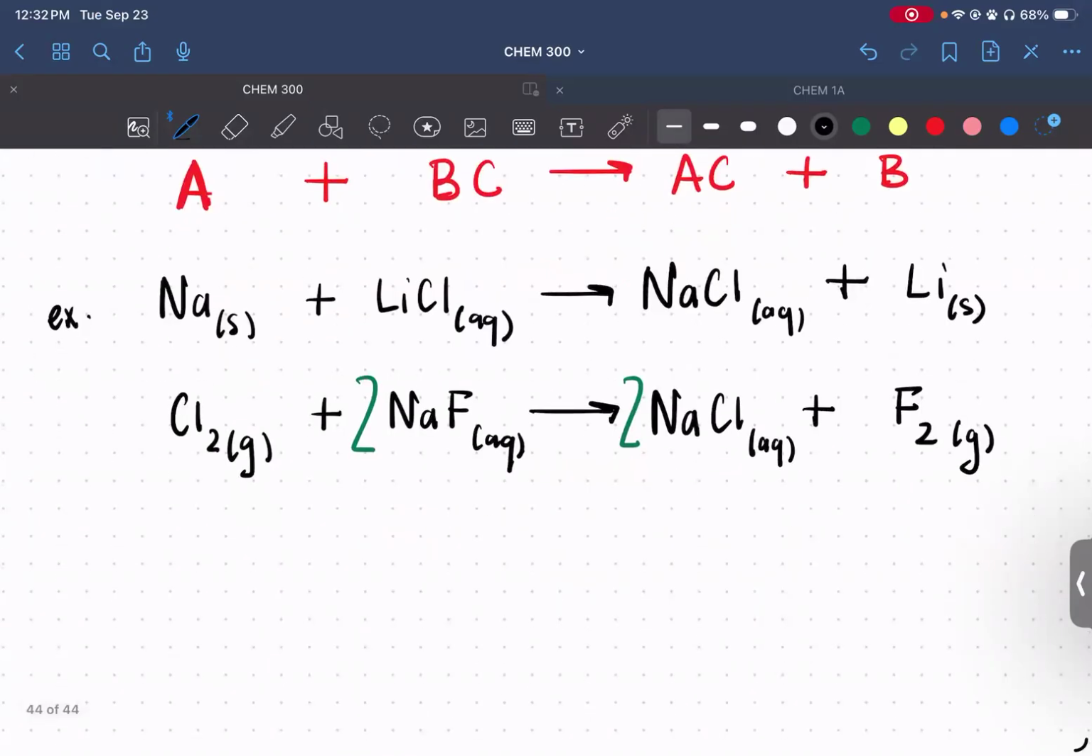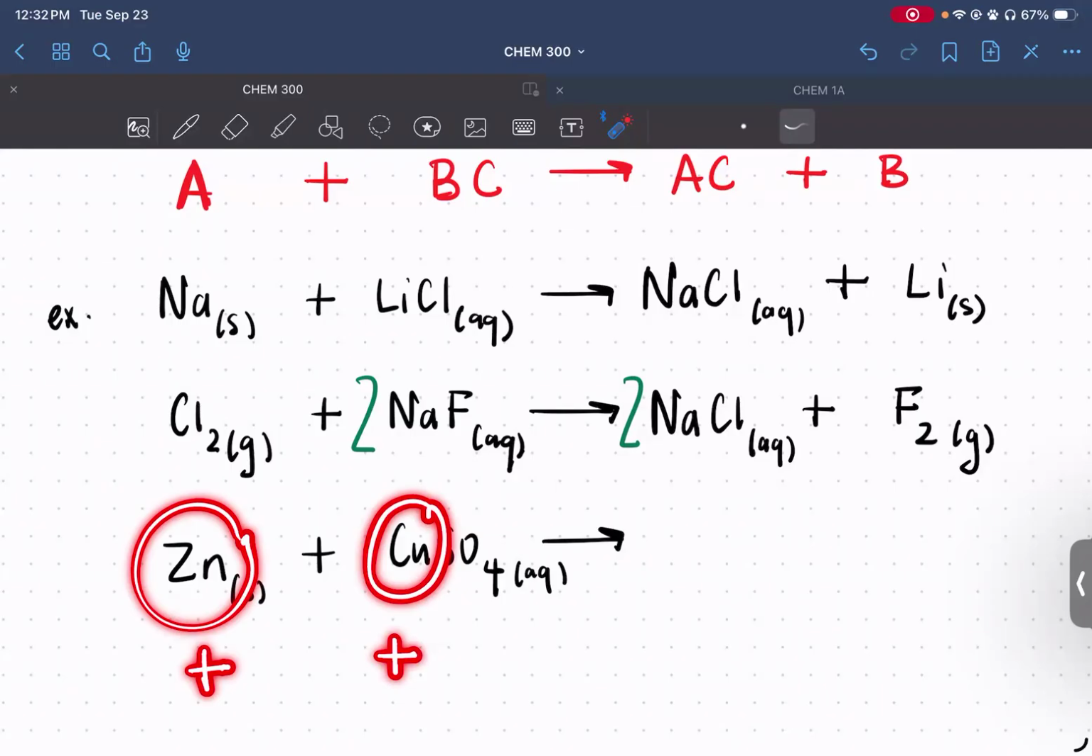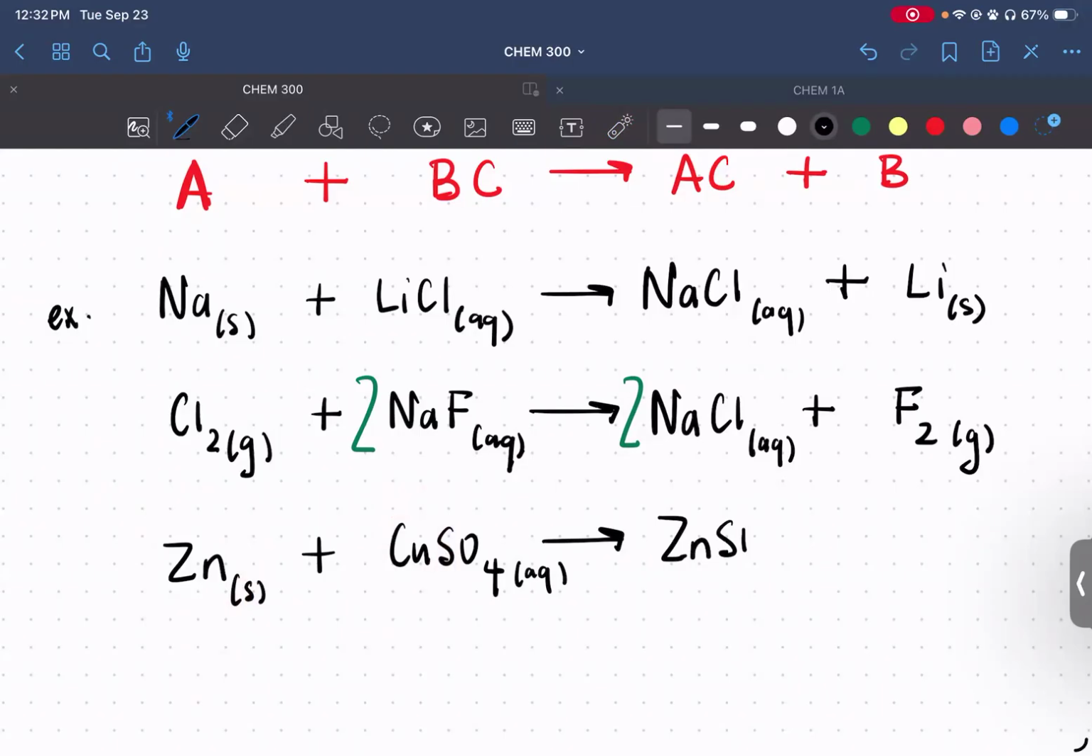Let's try another one. Let's try zinc solid added to copper sulfate. We're at the point where we recognize zinc is a transition metal, so it most likely will form a cation. That means that it will replace the other transition metal, which is a cation. The result is zinc sulfate plus copper.